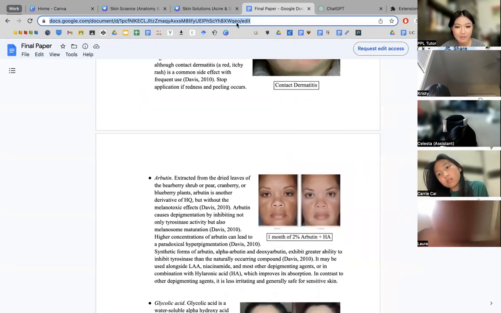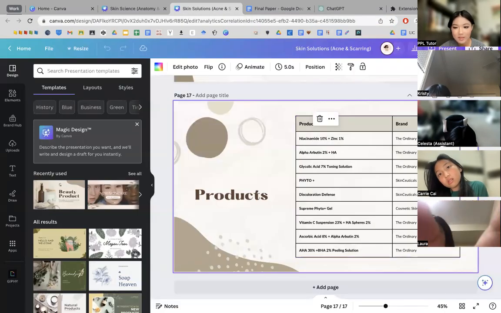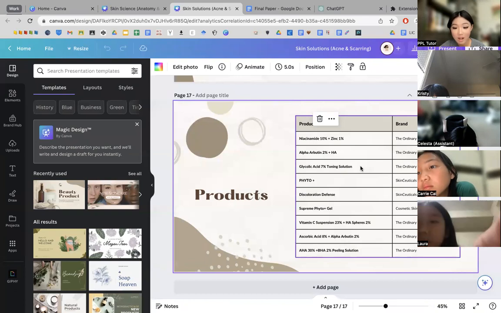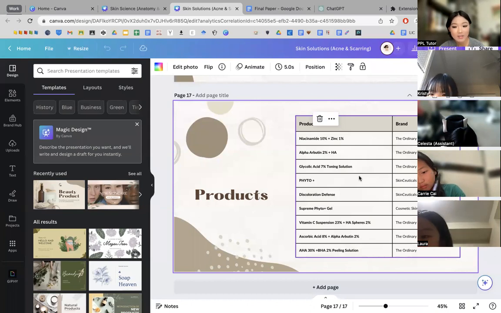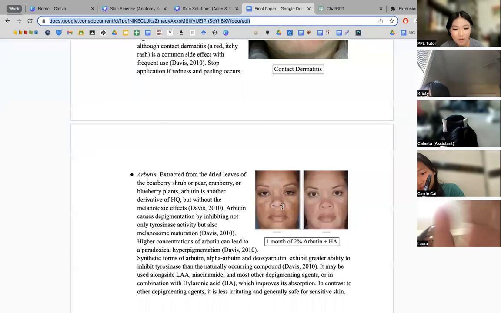And then we have, let's go back. So we have glycolic acid 7% toning solution. So glycolic acid is an exfoliant. What it does is that it removes dead skin cells at a much higher rate. And I'm not sure if I have a before and after picture for, oh, I do.